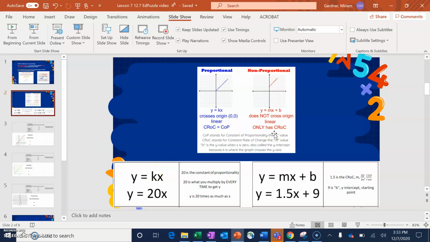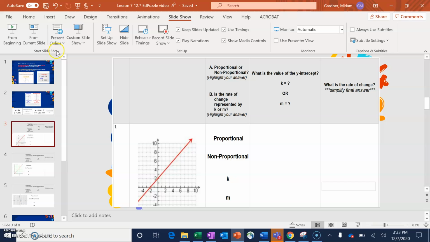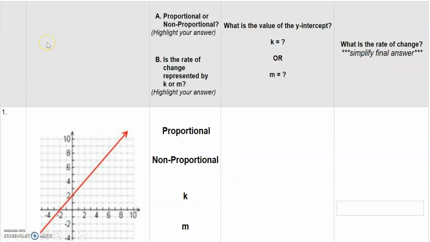Then we have non-proportional relationships, where we are trying to find the slope. We know it does not cross the origin of 0 and 0. However, it is linear. And this m is us finding the slope, and this b is our y-intercept. Let's go ahead and start to look at some examples. We are going to identify if this is proportional or non-proportional.